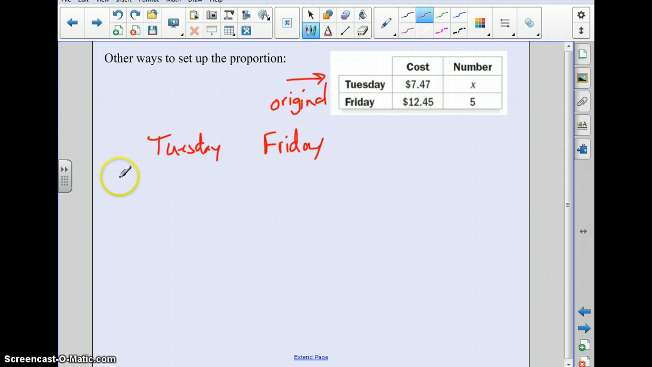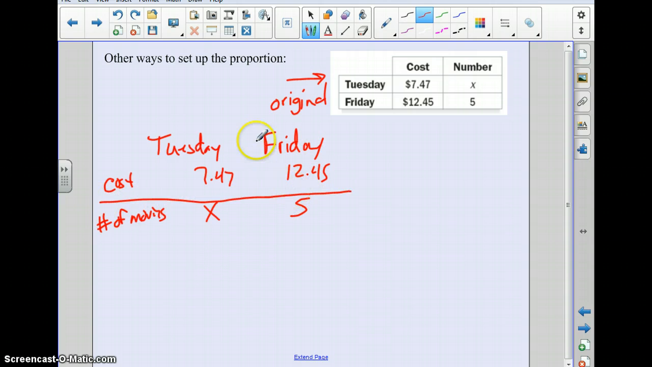And here we could put in the cost, and here we could put in the number of movies. Do the exact same thing. On Tuesday it cost $7.47. On Friday it cost $12.45. On Tuesday we don't know how many movies we bought. On Friday we bought 5 movies.